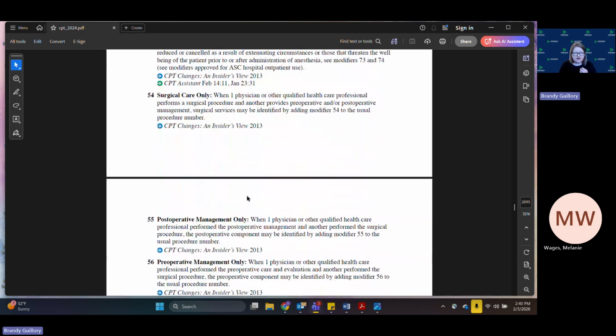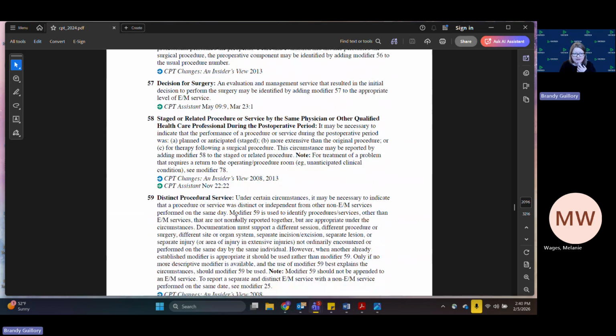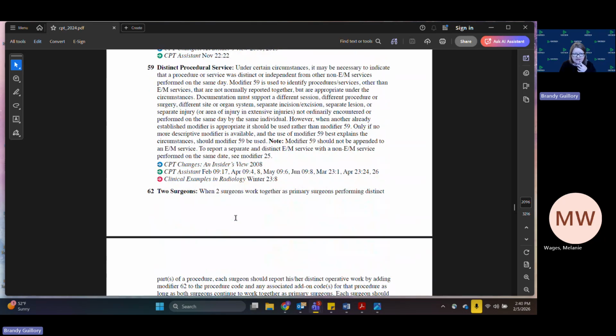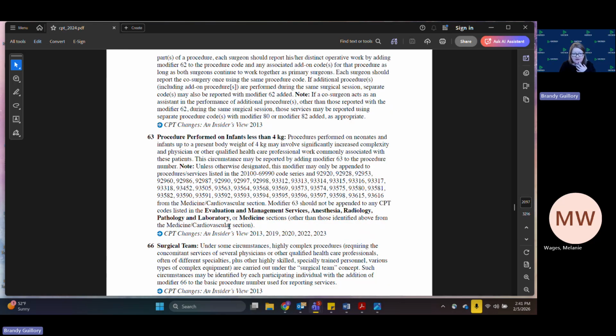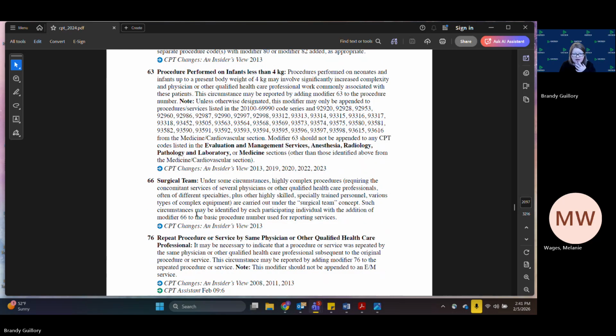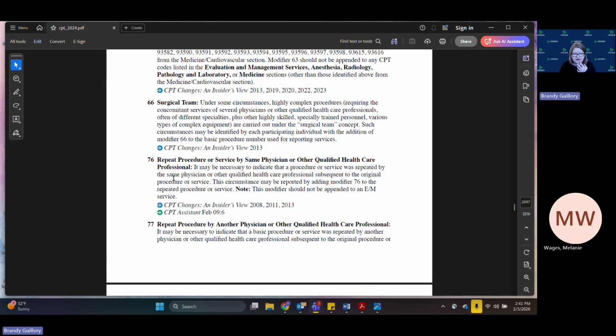All right. Let's see, surgical care only, post-operative management. I'm trying to get to one of the ones that get really tricky, those 70 ones. 2 surgeons. Procedure performed on infants less than 4 kilograms. And it gives you, unless otherwise designated, this modifier may only be appended to procedure services listed in this section. So you can't use this modifier anywhere but these codes. So you automatically know that that's not going to apply to a lot of things. All right, surgical team, if there was a surgical team necessary, repeat procedure by the same physician.